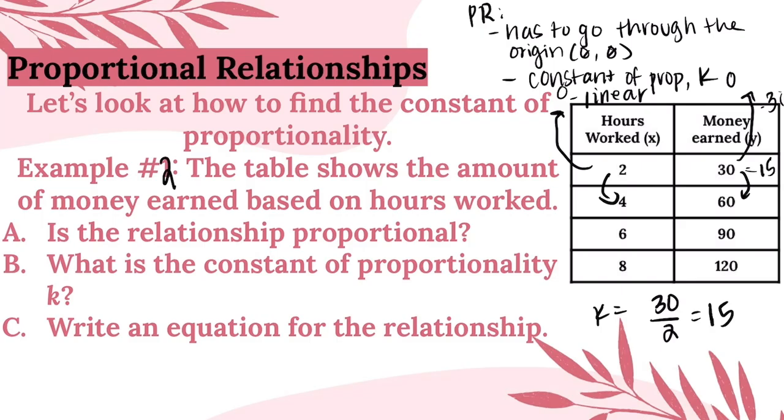If we take 60 divided by 4, that's 15. 90 divided by 6 is 15. And 120 divided by 8 is 15. So if all these are the same, if all the unit rates are the same, then it is a constant of proportionality. We can say it's proportional. So the next question says, what is the constant of proportionality, K? Well, we already calculated that as 15. So we can say 15, and that's the money earned in dollars per hour worked.